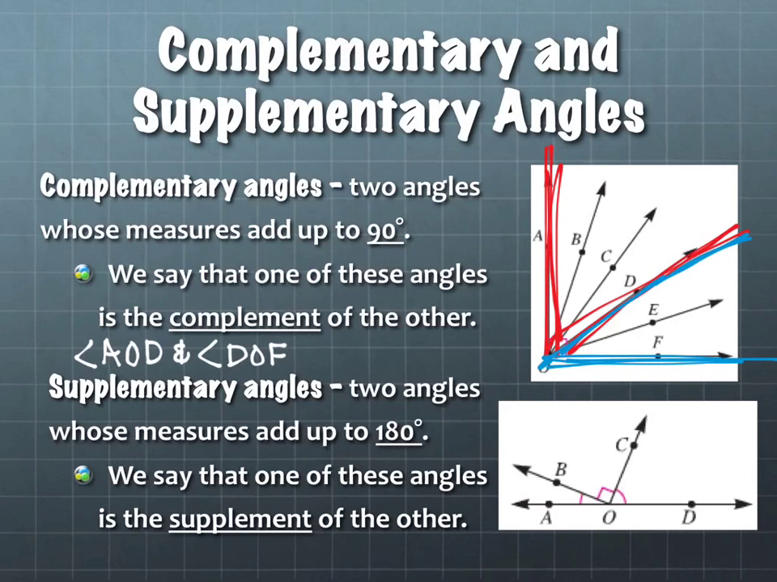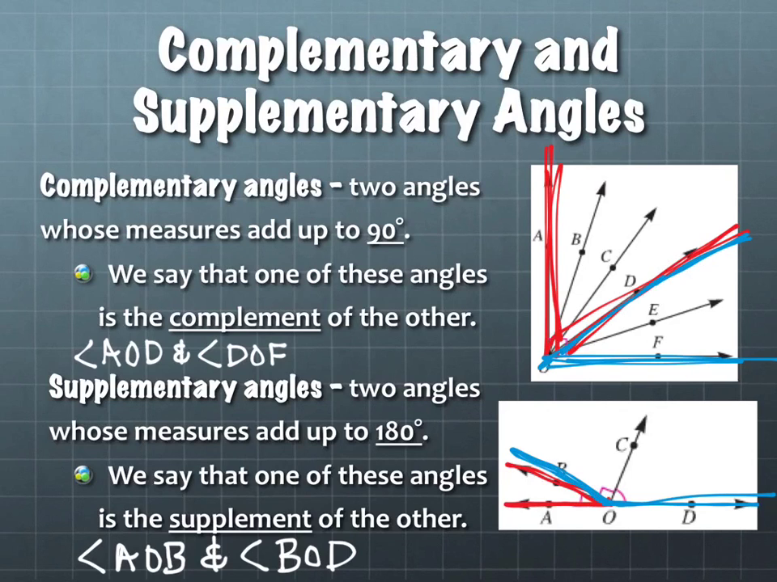How about supplementary angles with our next diagram? There's a couple pairs in there, actually. AOB and BOD. AOB would be right here, my red one, and BOD would be the blue one right here. Do those add up to 180? Yeah, so those are supplementary angles.